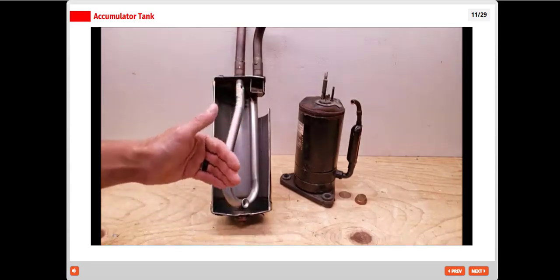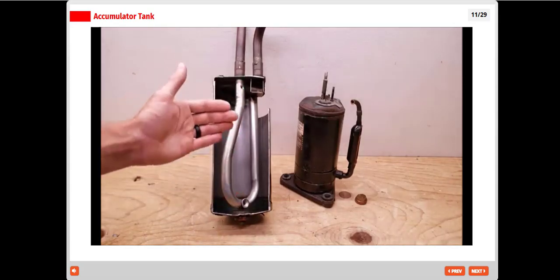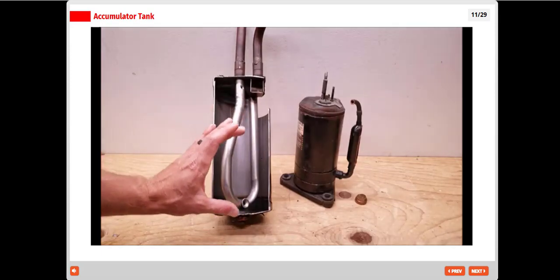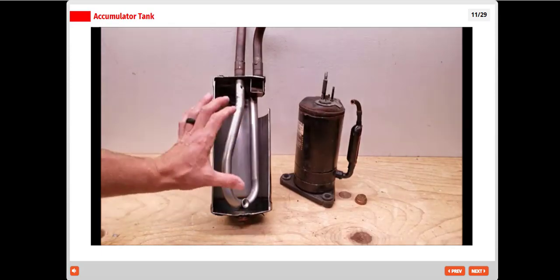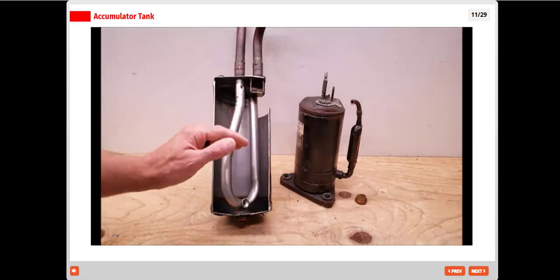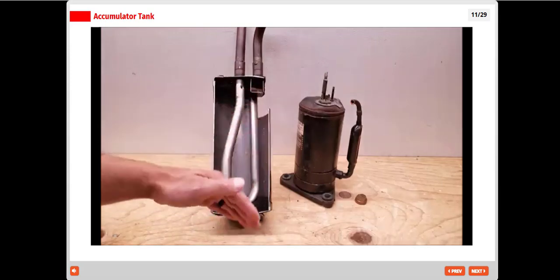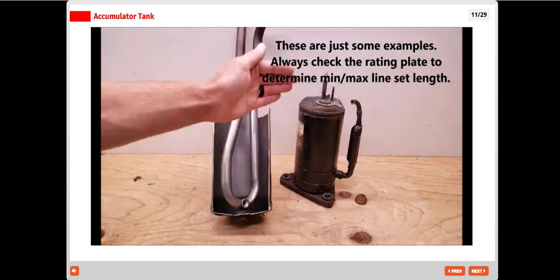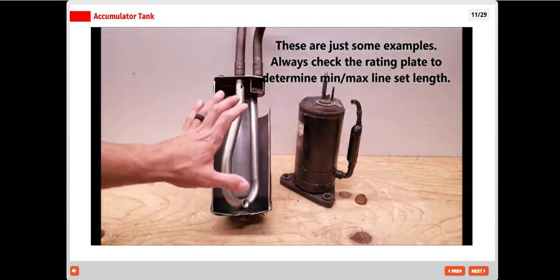Another nice thing about the accumulator tank is it's a storage vessel for the refrigerant, and a good example of that is in a mini split system. So in an inverter type mini split system, this accumulator tank allows the mini split to run with a range of refrigerant inside the unit. So that's what allows you to have, say, 35 feet to 90 feet worth of cumulative line set length, and the system would still work properly.